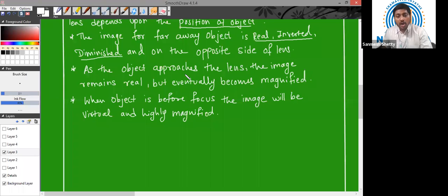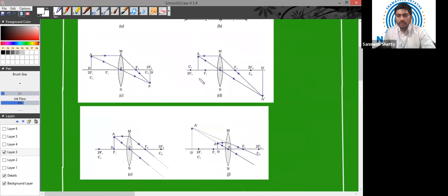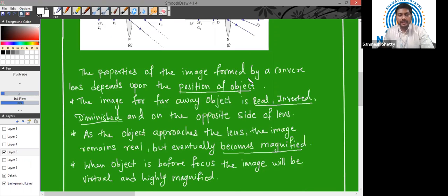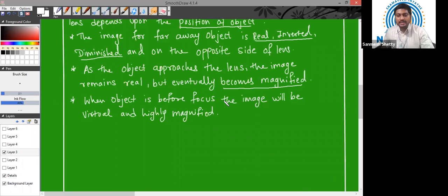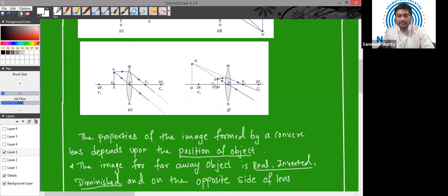Now as the object approaches the lens, the image remains real, but eventually becomes magnified. As we can see from here, as we bring the object further closer to the lens, the image becomes magnified, but it still remains real and inverted. Now, when the object is before the focus, that means between the focus and the optical center, the image will be virtual and highly magnified. Also, it will be an erect image.